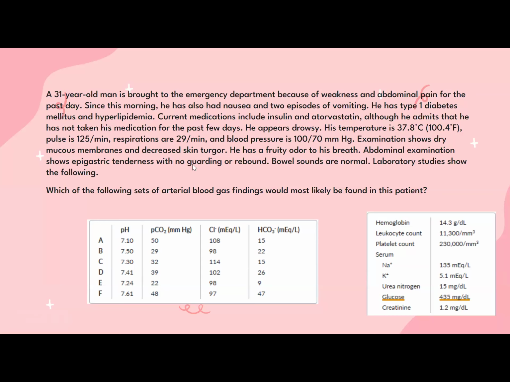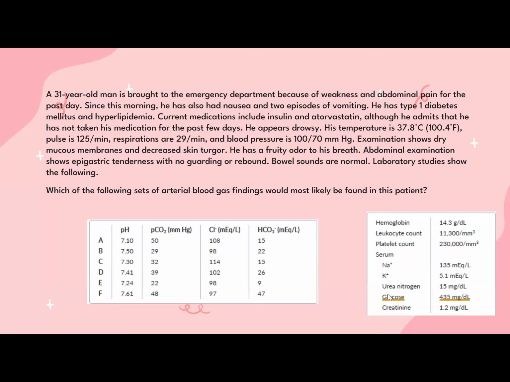There's epigastric tenderness with no guarding or rebound. Bowel sounds are normal, and then this is what the laboratory investigation shows. Hemoglobin is fine. The leukocyte count is fine as well. Platelets are perfect. Sodium is good. Potassium is okay. Urea nitrogen, 15 to 20 is normal. The glucose is very, very elevated, and the creatinine is fine.